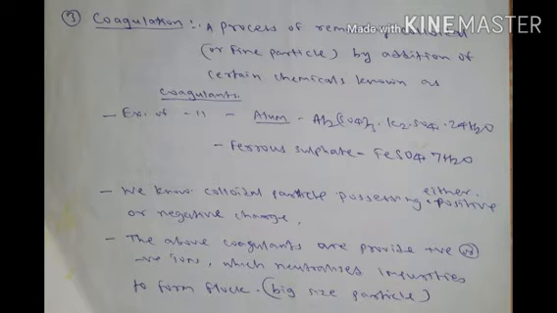The chemical formula of alum is Al2(SO4)3·K2SO4·24H2O. This 24H2O is the water of crystallization. And second, ferrous sulfate, that is FeSO4·7H2O. These two chemicals are used as coagulants, and these coagulants provide positive or negative ions in the solution.